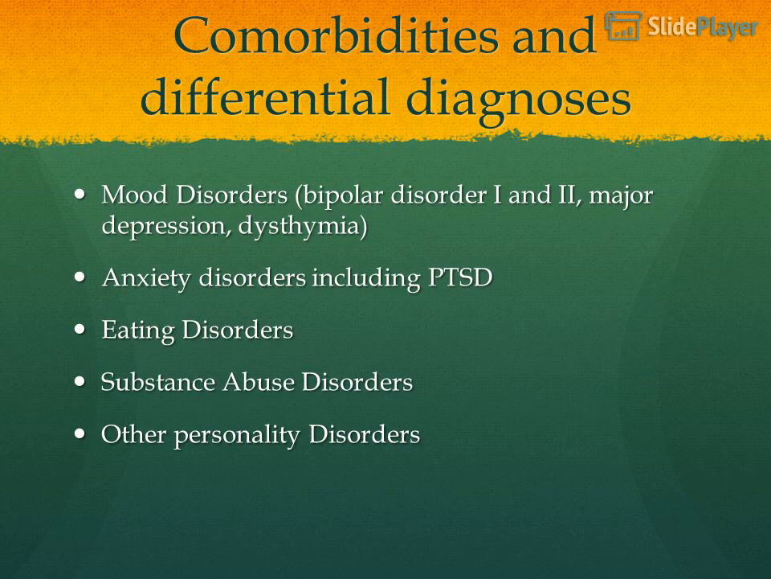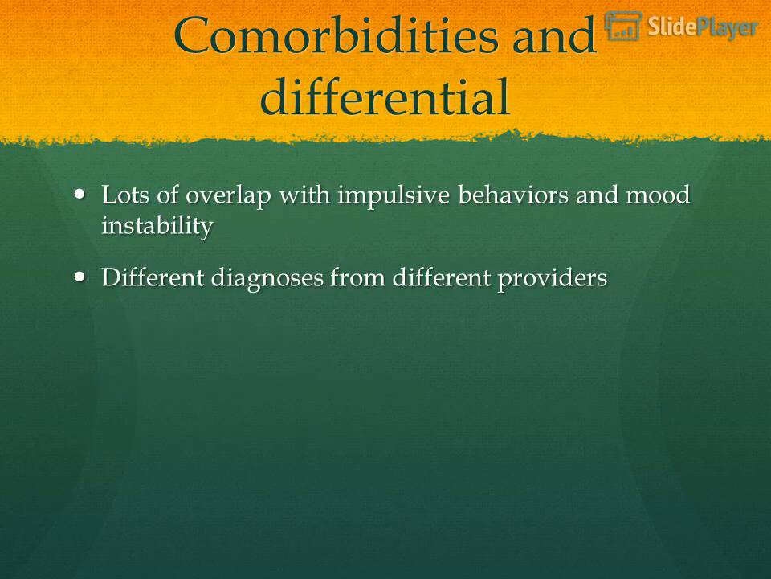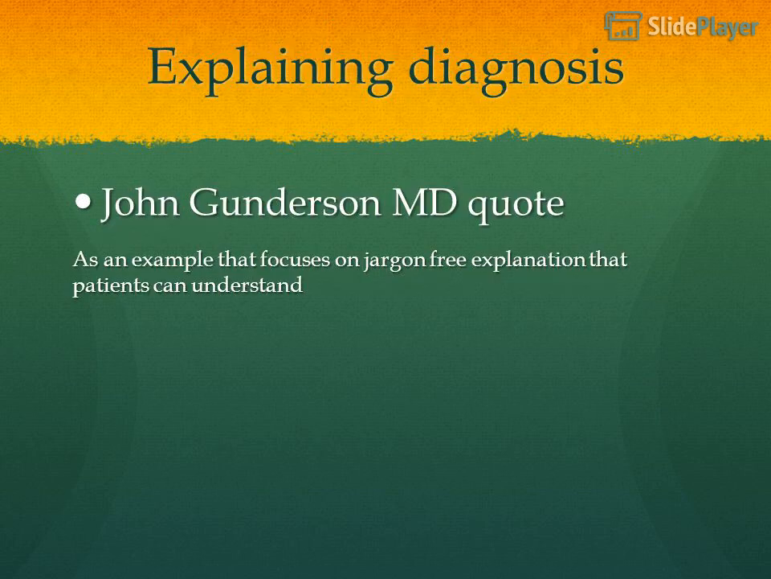Comorbidities and differential diagnoses. Mood disorders, bipolar disorder 1 and 2, major depression, dysthymia. Anxiety disorders including PTSD. Eating disorders. Substance abuse disorders. Other personality disorders. Lots of overlap with impulsive behaviors and mood instability. Different diagnoses from different providers. Explaining the diagnosis: a John Gunderson, MD quote, as an example that focuses on jargon-free explanation that patients can understand.